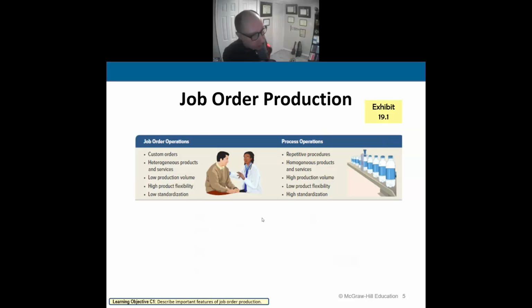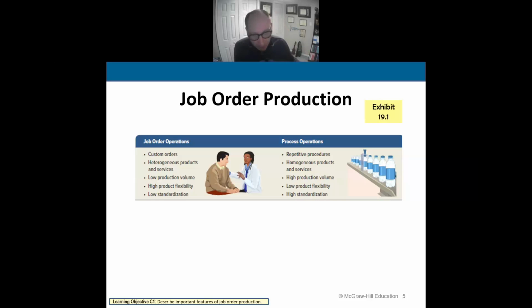Job order costing is focused on the customer order. The products are heterogeneous in nature, meaning there's a lot of different ones. It's typically low production value. In other words, I can only manufacture 5,000 cars a day on this assembly line. Okay, that's low production value in the world of car manufacturing.